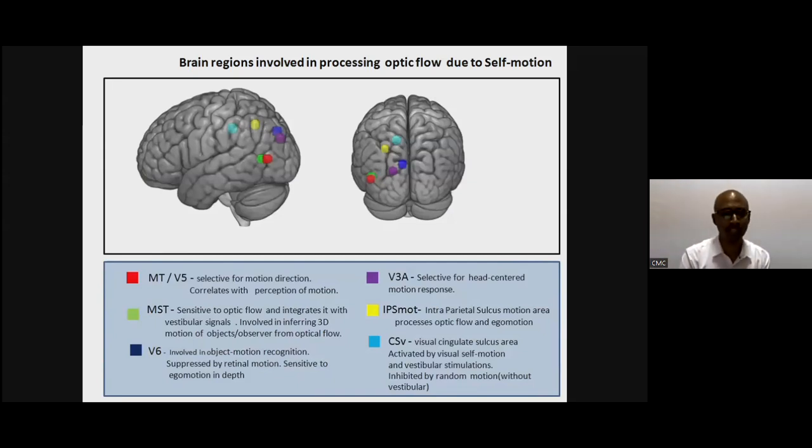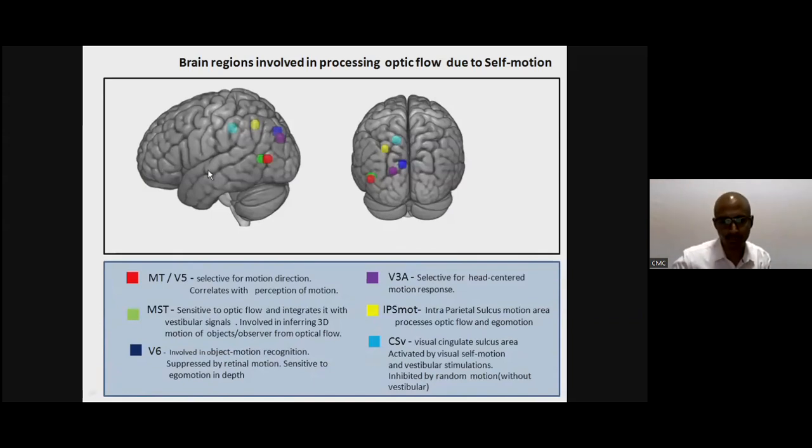The motion area is area MT and MST. In humans, these two form a cluster, and that's why they are both seen in red and green together. They are sensitive to optic flow, and also to movement of objects. I would like to highlight two areas, V3A and V6, which are again part of the dorsal pathway of visual perception. They are selective only to object motion, and V3A is selective for head, and it's not affected by eye movements at all.